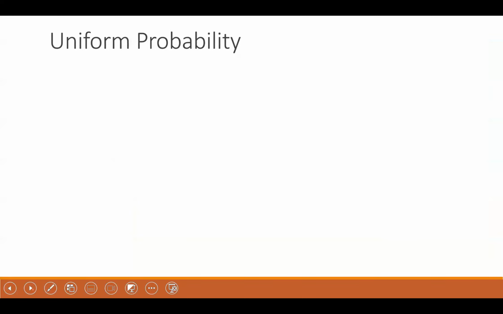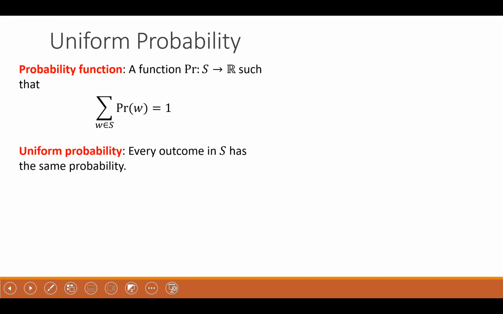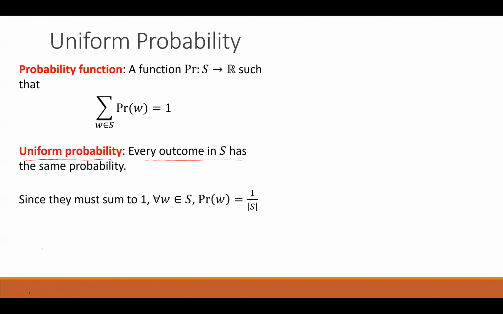Okay. So today we're going to keep talking about that, but we're going to talk about a special probability function or a special probability space. And that is a space where we have uniform probability, right? And this is a lot of what we end up working with in probability day to day. So that means every possible outcome in S has the same probability. And since we know all of the probabilities must sum to 1, then we know that the probability of any individual outcome in S must be 1 over the size of S.